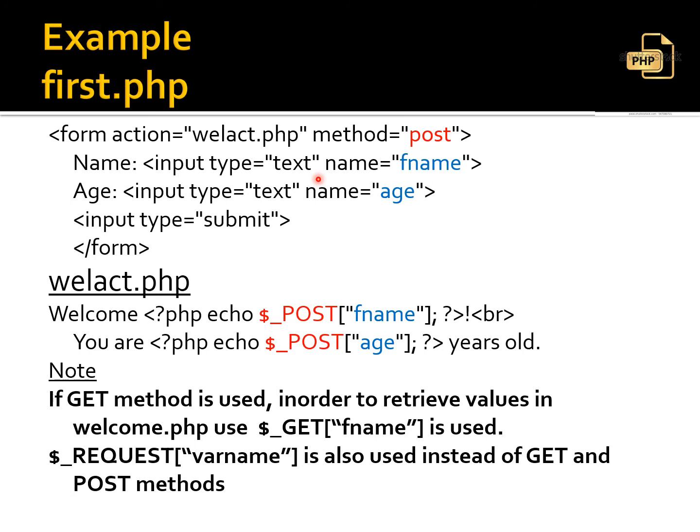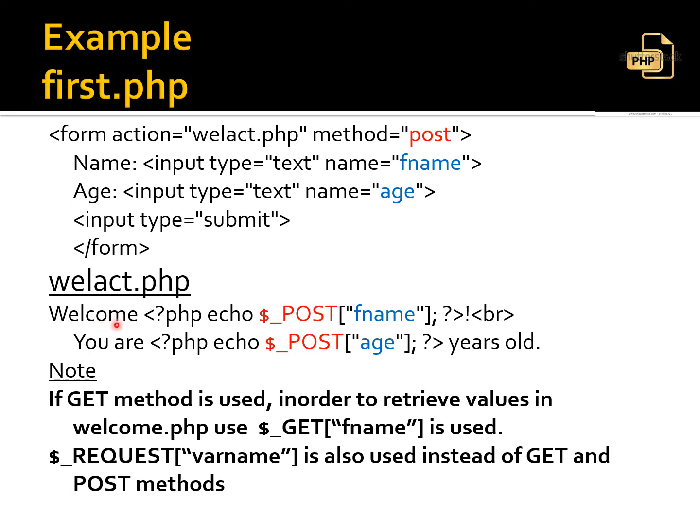Whenever the user clicks the submit button, the data entered in the first.php page will be sent to the wellag.php page. In the wellag.php page, we have to retrieve the data that was transferred from first.php. For that, we have to create another web page, wellag.php. Inside this wellag.php, we extract the data transferred from the first.php web page.